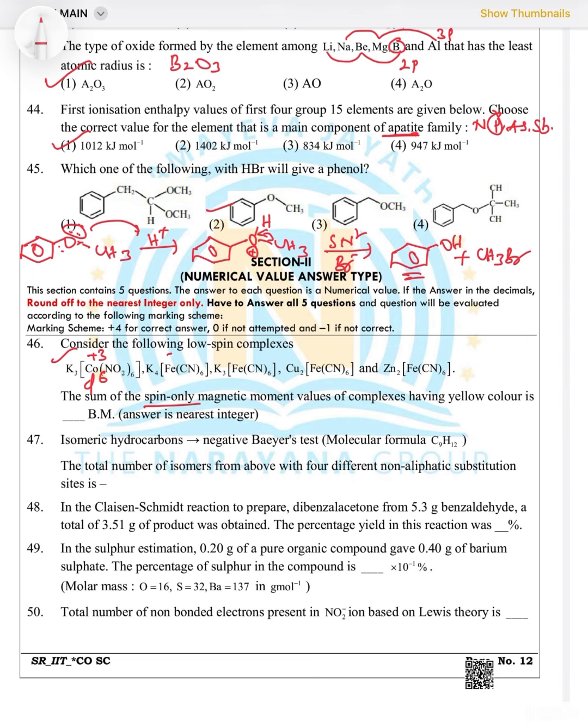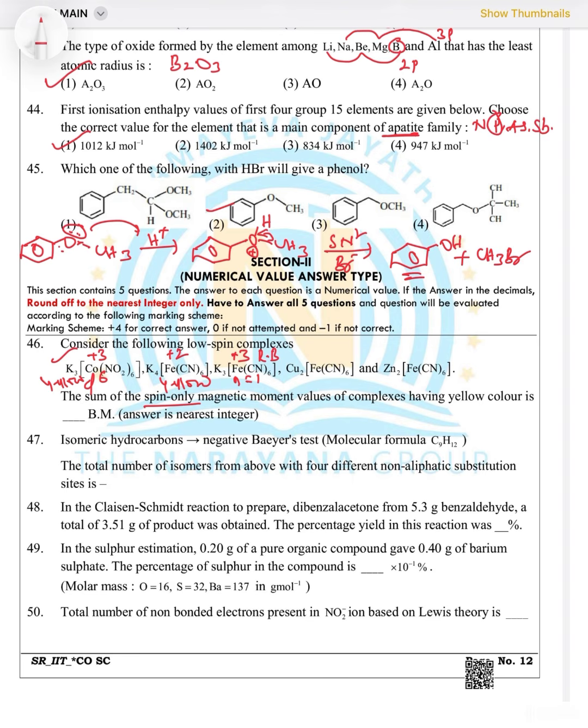Next, K4[Fe(CN)6], the oxidation state of iron is +2 here, so this also is a yellow colored complex. Next, K3[Fe(CN)6], here the oxidation state of iron is +3. With a strong field ligand, 1 unpaired electron is present, n equals 1, so mu equals 1.73. At the same time, it is reddish brown colored. It is not yellow.